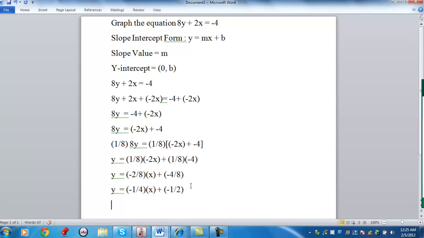Now, a couple challenges right here. First of all, you're dealing with fractions. I'll have students tell me, I don't want to deal with fractions. Okay, it's fair. You have other techniques available to you to graph an equation.